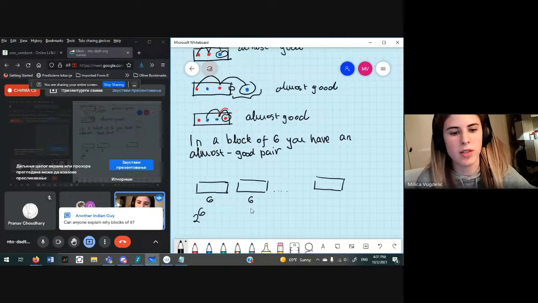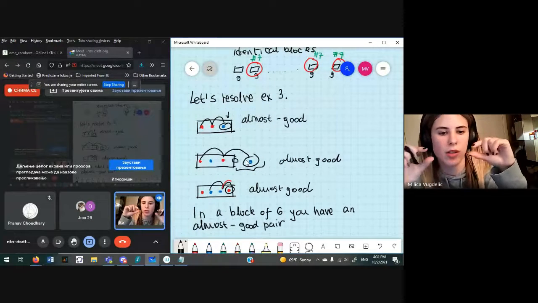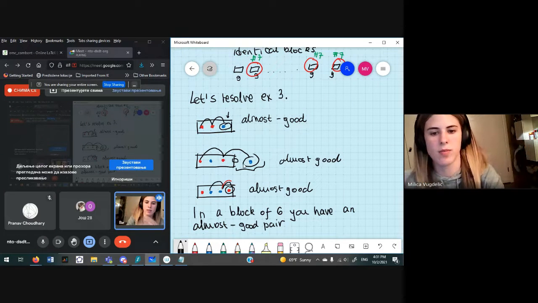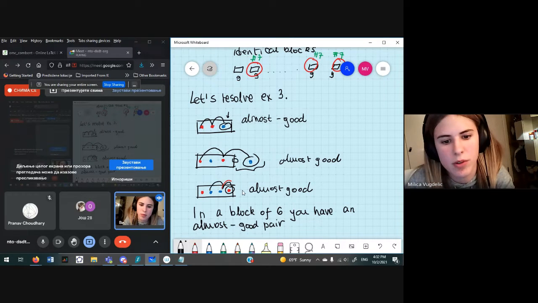We're doing blocks of 6 because we're trying to look at the least size where you will have an almost good pair. And maybe blocks of 5 could work. No, blocks of 6, because we want it to start with the red one. So I made a mistake here.